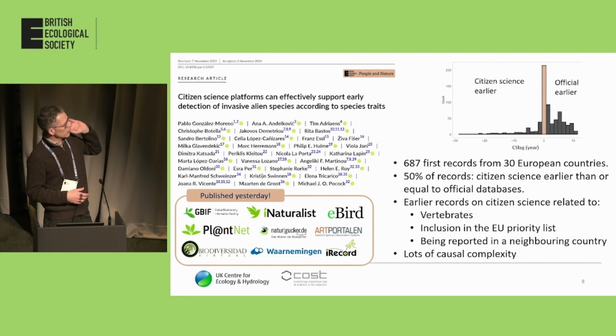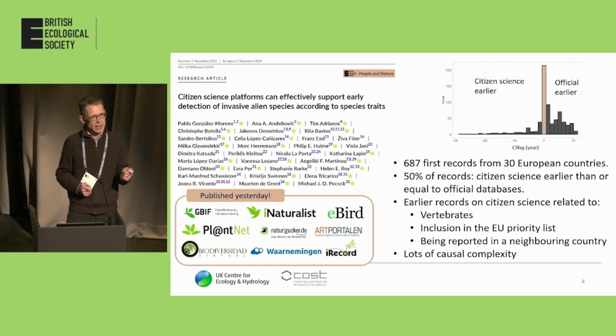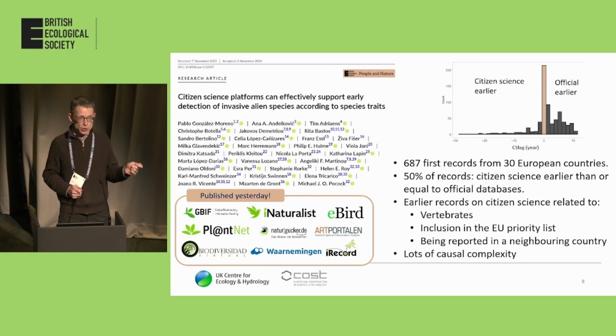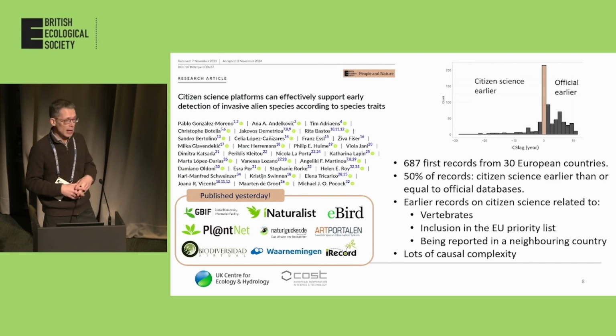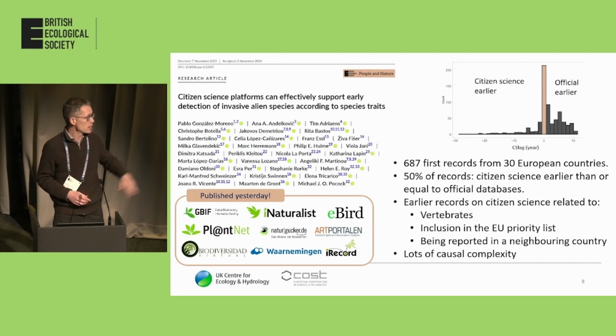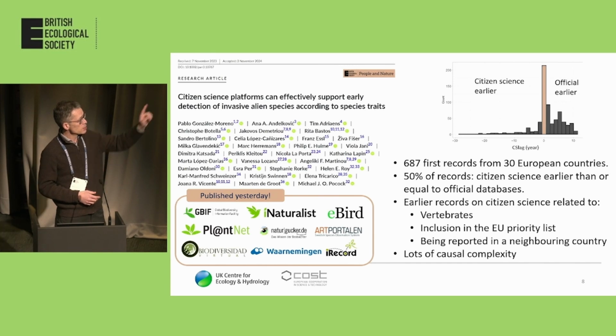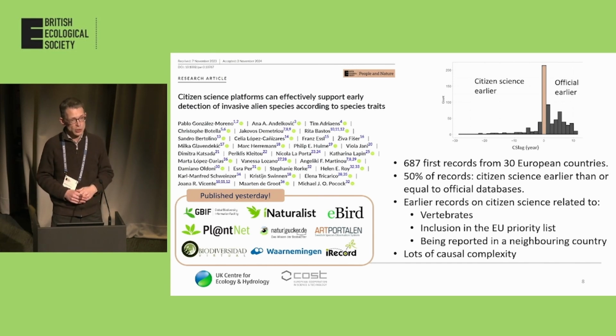We got data on nearly 700 first records of species where we had data on both an official first record, an established one from a regulatory authority, and also data from citizen science from one of these platforms. What we found was that 50% of the time, citizen science was earlier than or equal to the official first records. You can see the lag time in the graph at the top: even when it was later, it was not very much later at all.